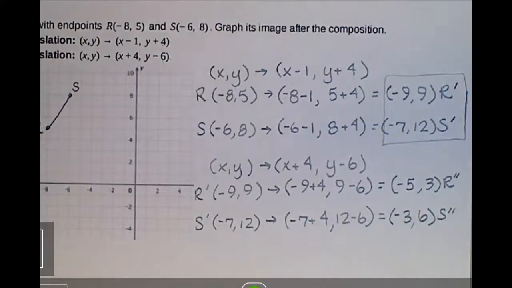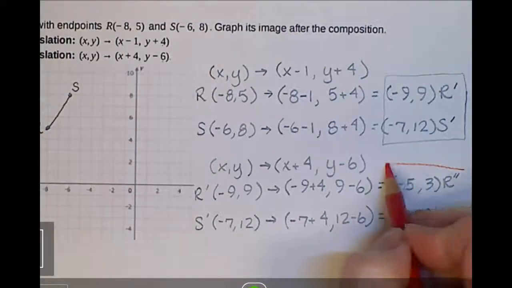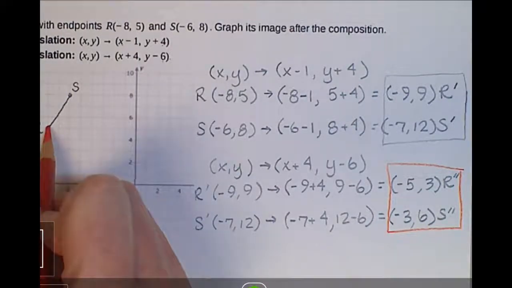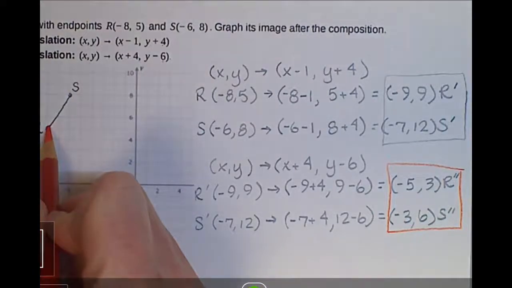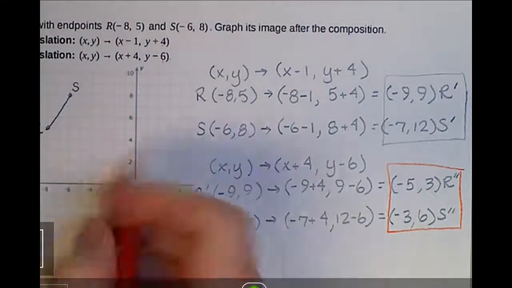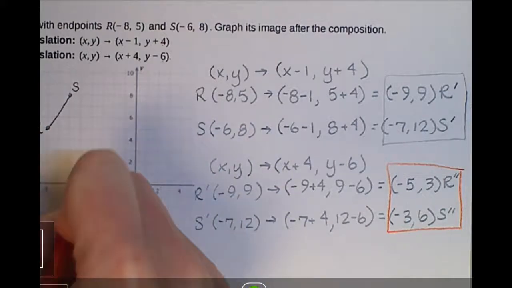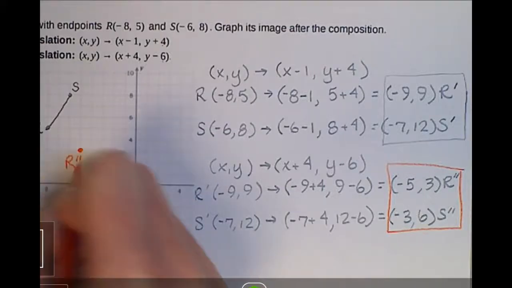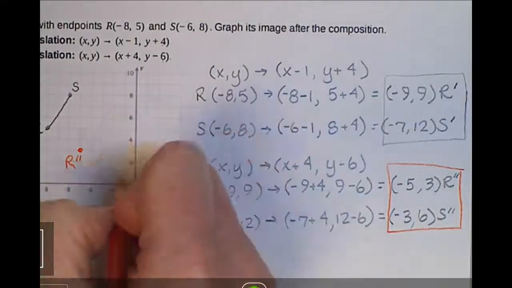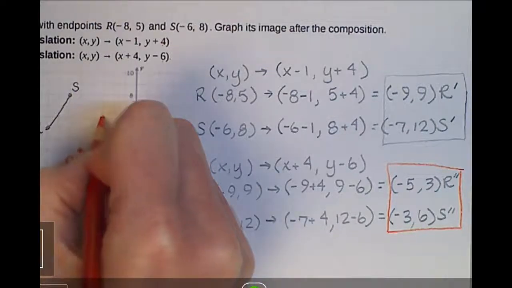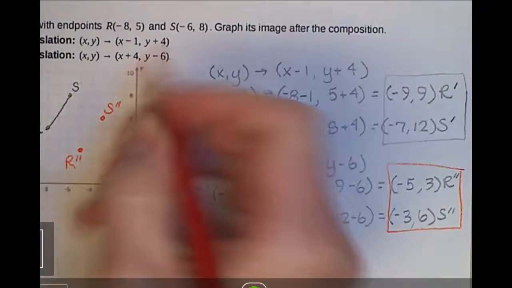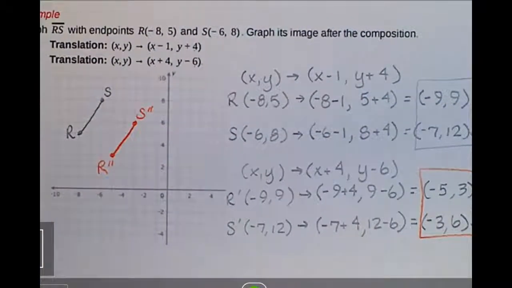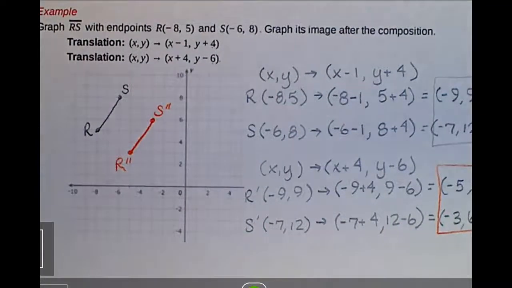So now we're going to plot those two points, because this will give us our final image. Again, this is our pre-image, and what we're about to plot is our image. So left 5, up 3 is R double prime, and then -3, 6 is S double prime. So that is our final image for our composition.